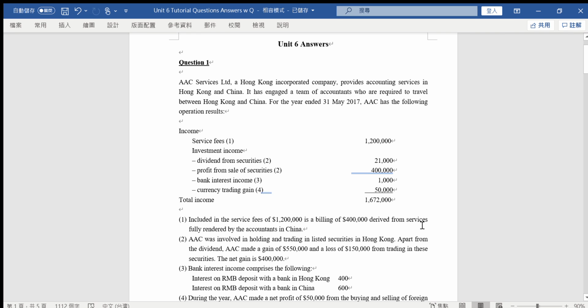This is the online tutorial class on Unit 6 about the profit tax. Focus on receipt. Okay, the first question is about ABC AAC Service Limited, a Hong Kong incorporated company. Surely this is a Hong Kong company.